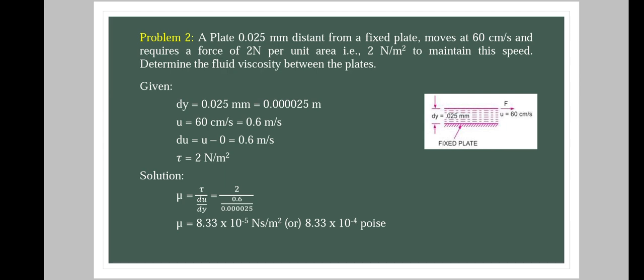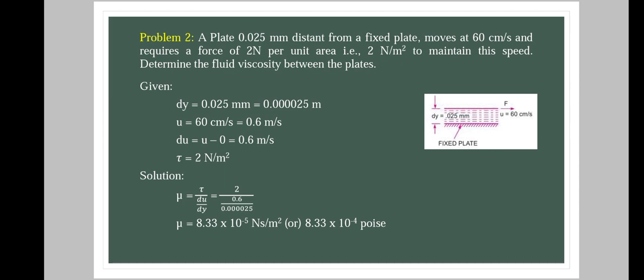So u is equal to 60 centimeter per second. Also convert them into meter. du is equal to u minus 0, that is initially you have a 0, final velocity of the value will be 0. So 0.6 meter per second, and tau is equal to 2 Newton per meter square. So the formula will be mu is equal to tau divided by du by dy. Tau value will be 2, du value will be 0.6, dy value will be 0.00025.